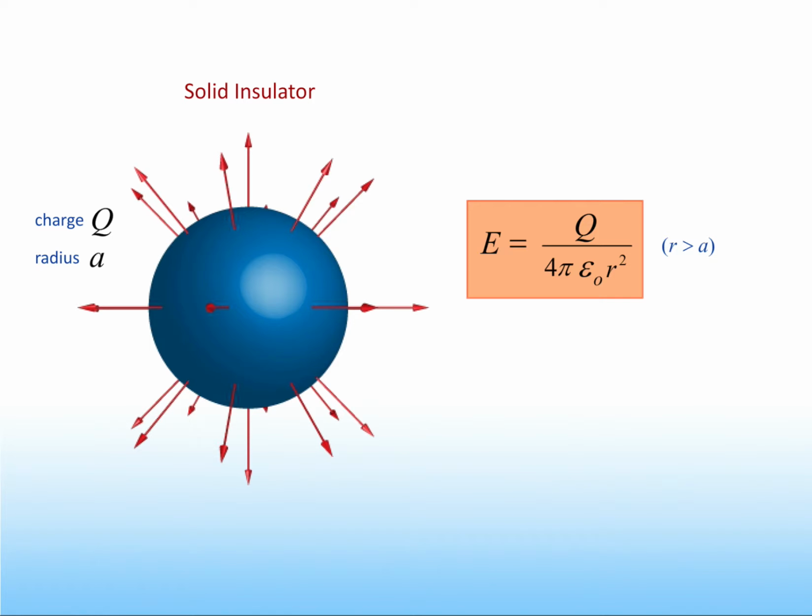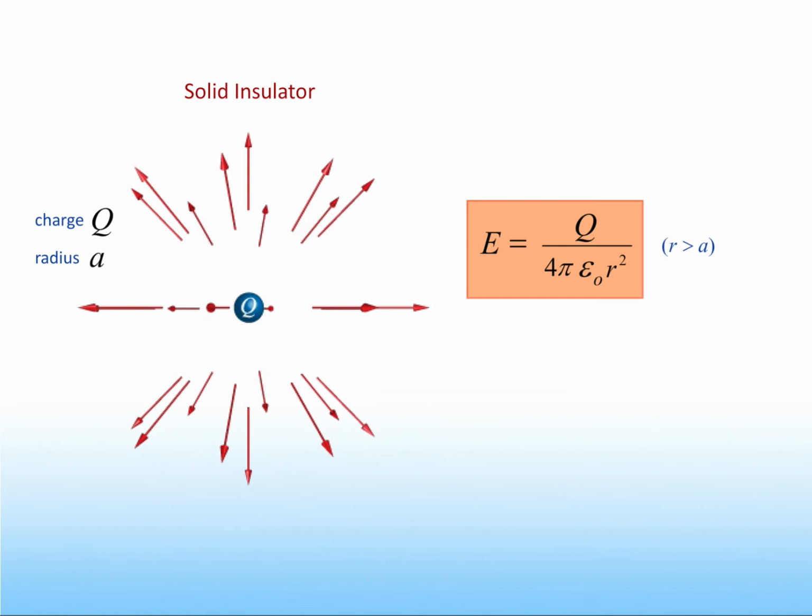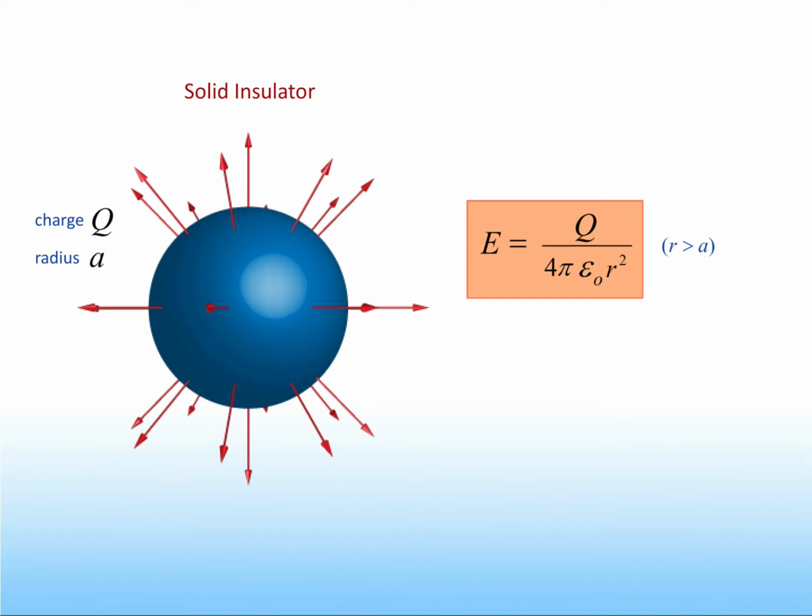In fact, we see that the electric field E at a distance r from the center of the insulator is identical to that produced by a point charge Q located at the center of the insulator. We'll now move on to determine the field inside the insulator.